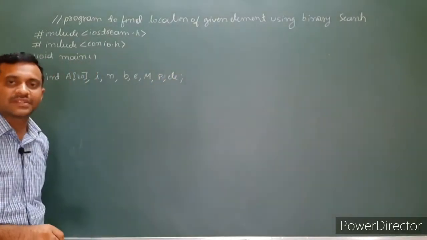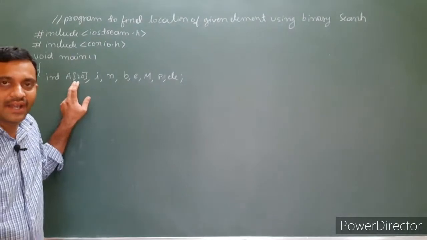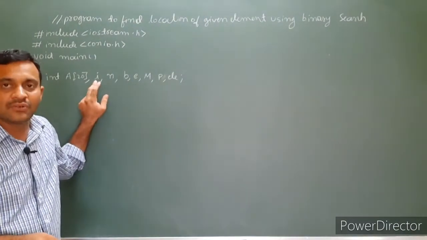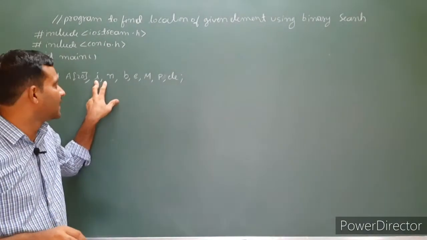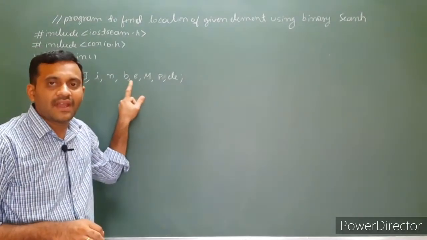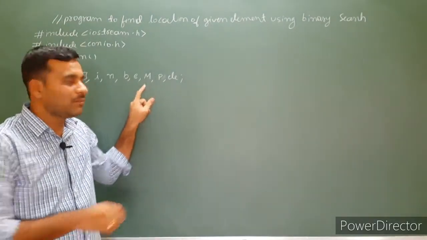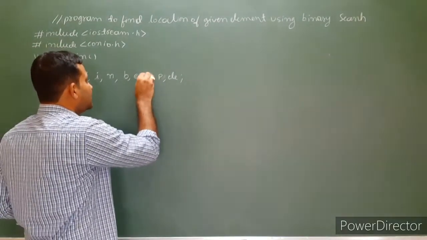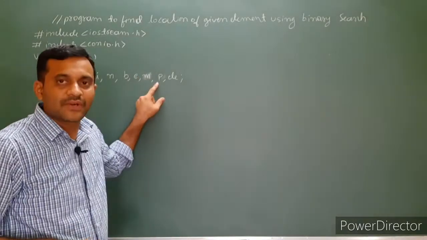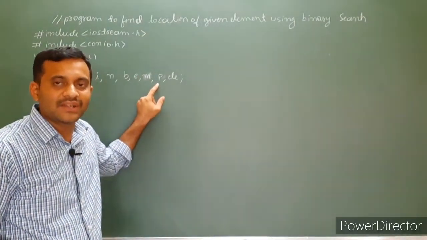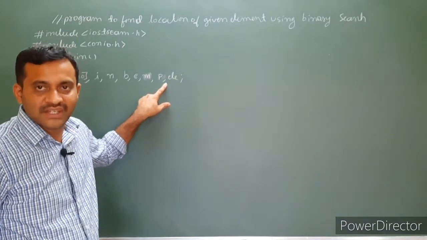See the number of variables required. First, the array; i stands for the index value; n is the number of elements present in the array; beg is the beginning of the array; end is the end of the array; m is the middle element, so use lowercase m. p stands for the position of the given element. ele is the element to be searched.